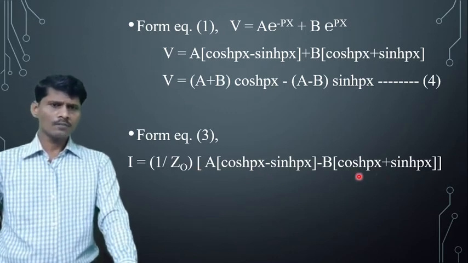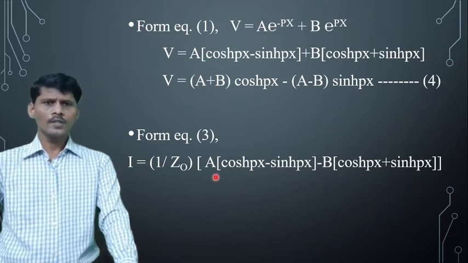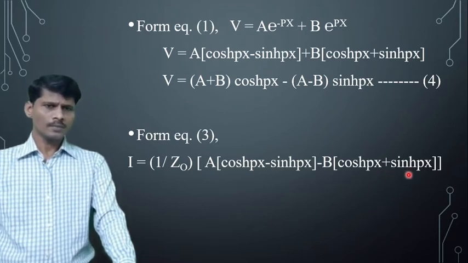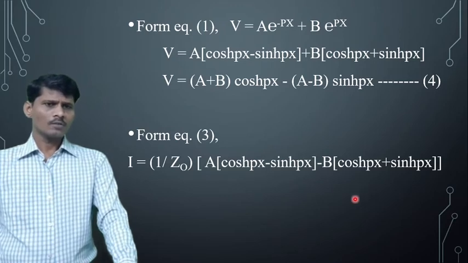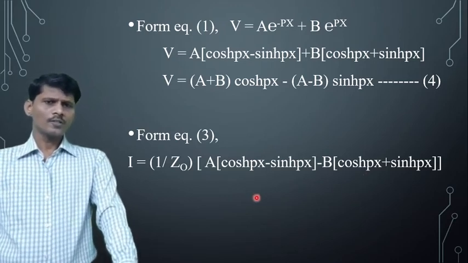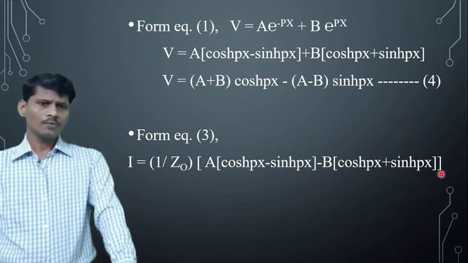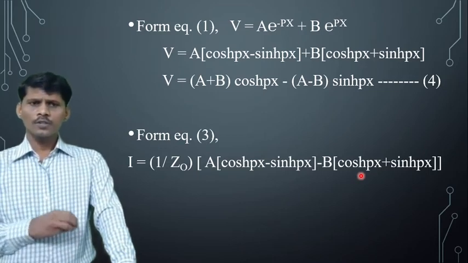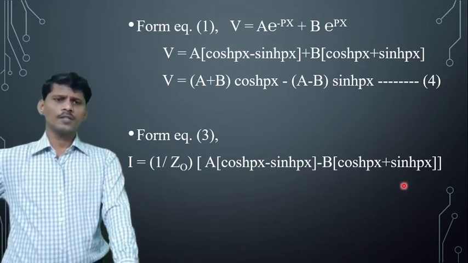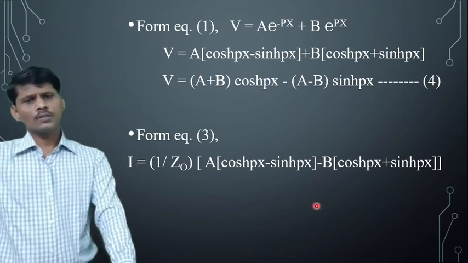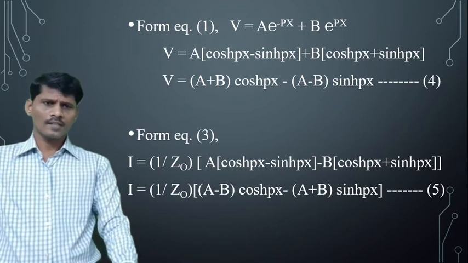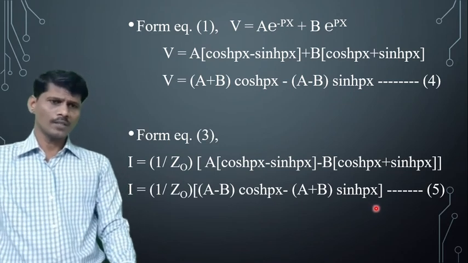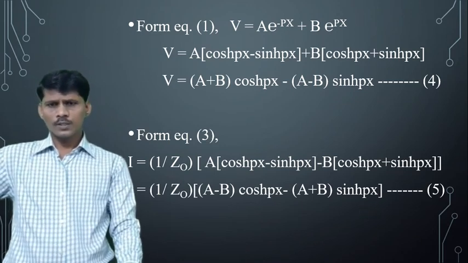Multiplying A within the bracket term and multiplying B within the bracket term, we have A cosh px - A sinh px - B cosh px - B sinh px. Taking cosh px common from the first and third terms, we get (A - B) cosh px, and taking sinh px common from the second and fourth terms, we get minus (A + B) sinh px. So current I = (1/Z0)[(A - B) cosh px - (A + B) sinh px]. That is considered as equation number 5.